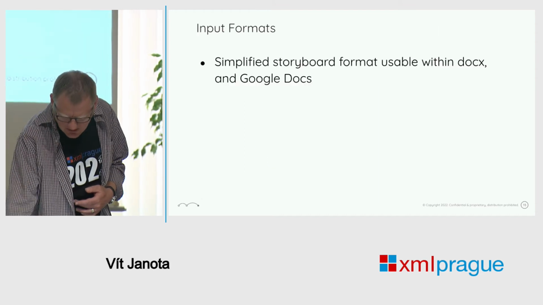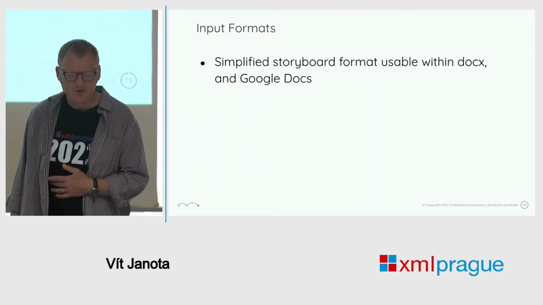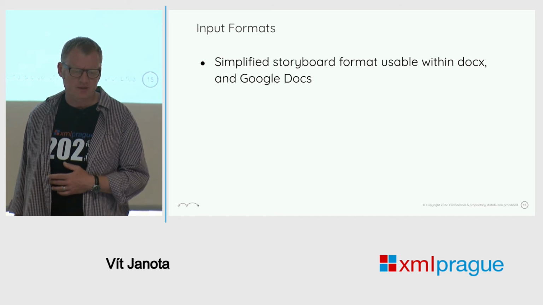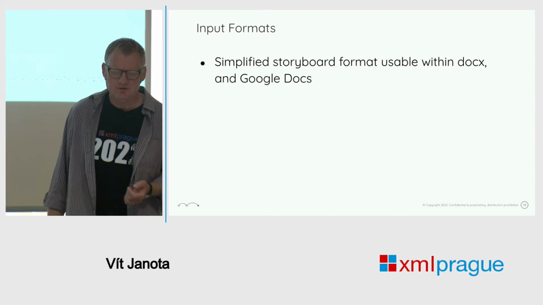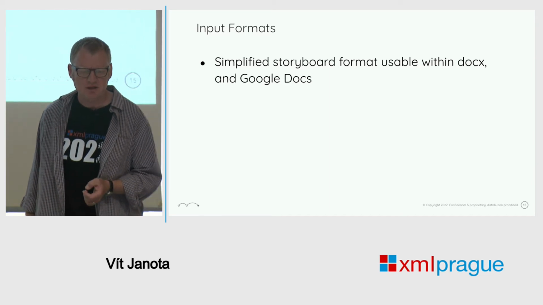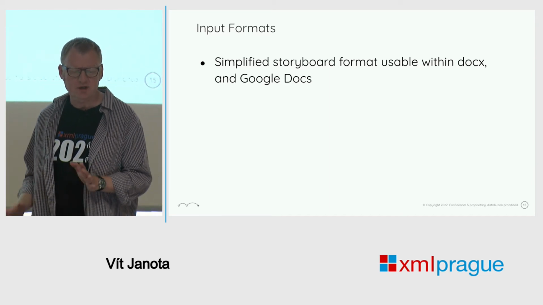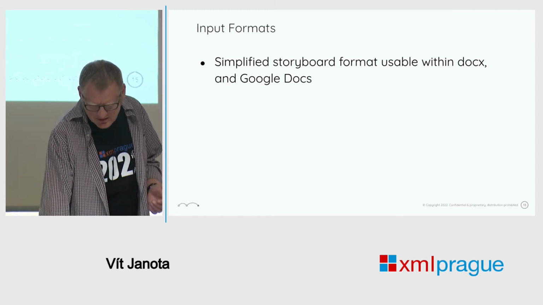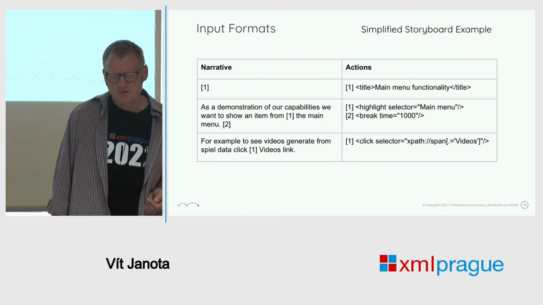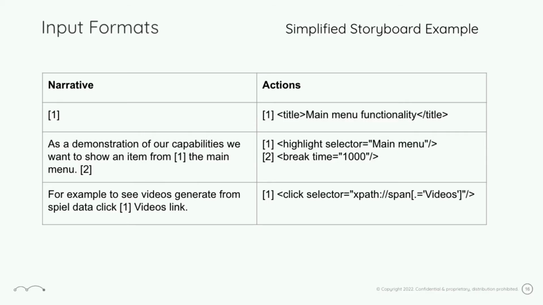So this is it. For people who don't have any documents, we also offer something easier than writing XML directly. It's a simplified storyboard format written in docx or Google Docs, which somehow follows what's in Spiel. So it looks basically like a table. In the first column, you've got a narrative, and in the second column, you've got those actions to perform, and simply reference them.